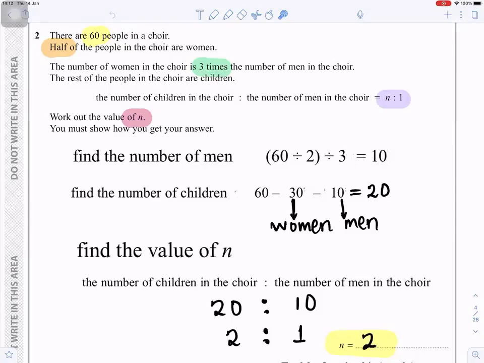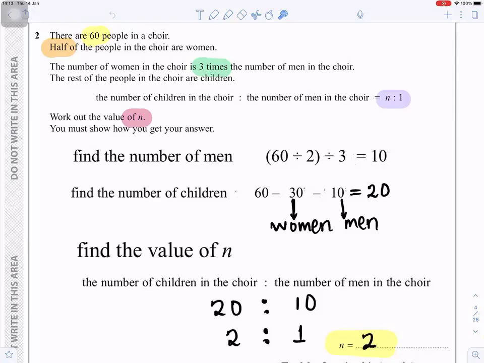So to do this type of question, we need to find the number of men. Because there are 60 people in the choir, half of them are women. So half of 60, 60 divided by 2, is 30. So 30 are women. But the number of women in the choir is 3 times the number of men. So it's 30 women divided by 3. It gives you 10. So there are 10 men, because 3 times 10 is 30.